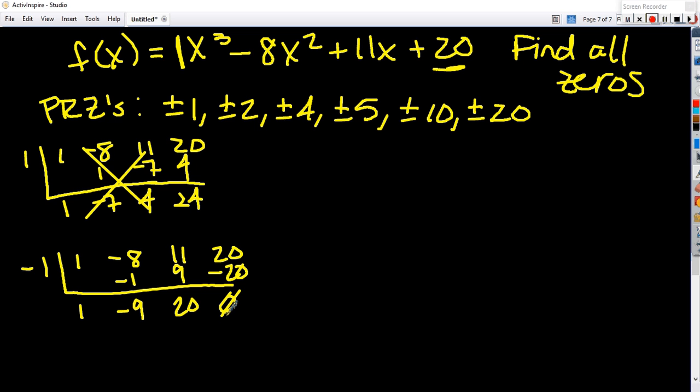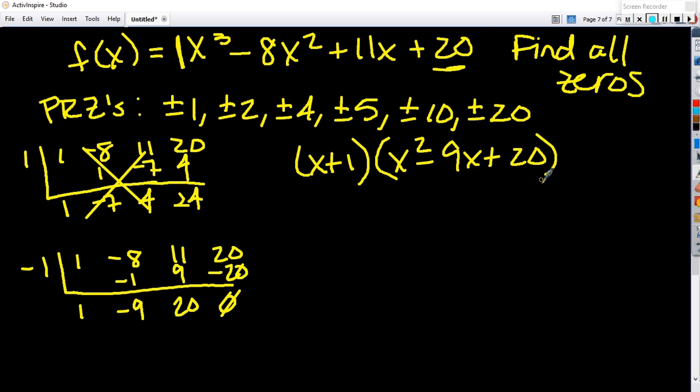I've now turned this problem into a problem that looks like this. Now I can pick up the steps that we did yesterday and the day before. I can factor it and go from there, because if negative 1 is a 0, that means that x plus 1 is a factor. And what's left is x squared minus 9x plus 20. And can I factor that? Yeah, put it in the box.